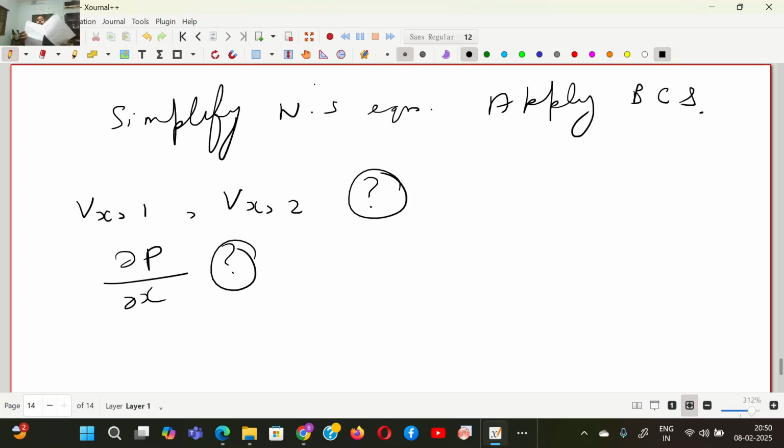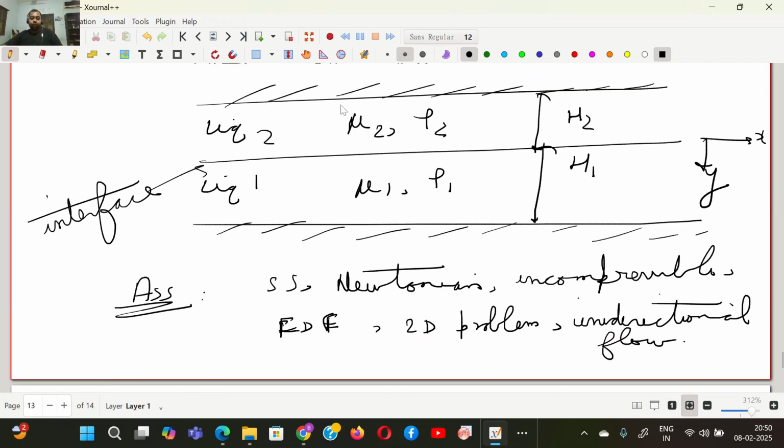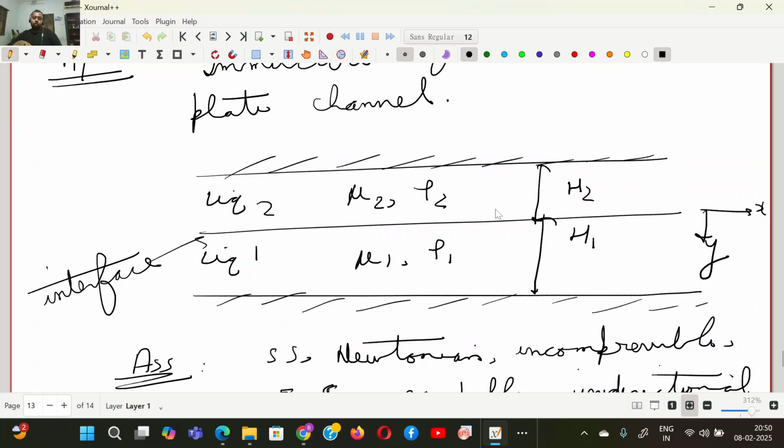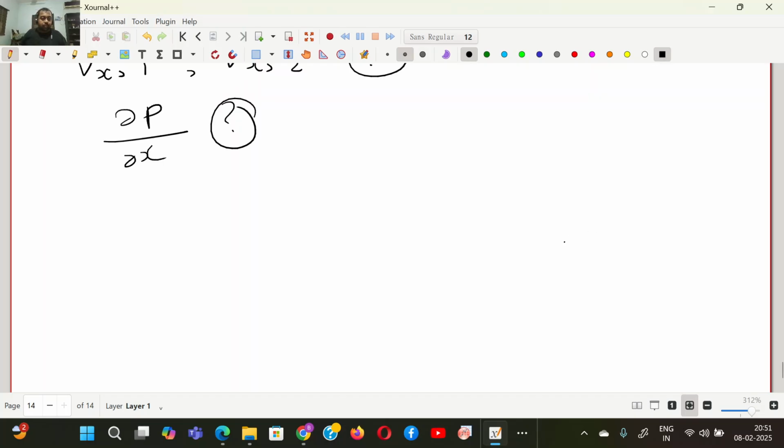So just look at the Navier-Stokes equation and simplify it based on the assumptions. And boundary conditions you can apply at h1, at h2, right? The no-slip boundary condition at the two walls. Likewise, there will be continuity of velocity at y equal to 0, and also a tangential stress balance at this point. So I'm giving you the hint here.